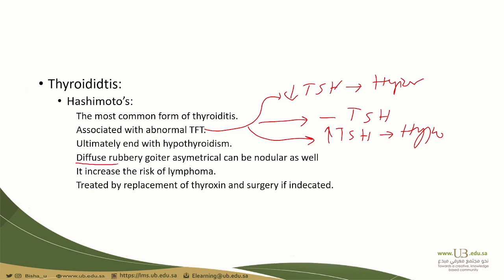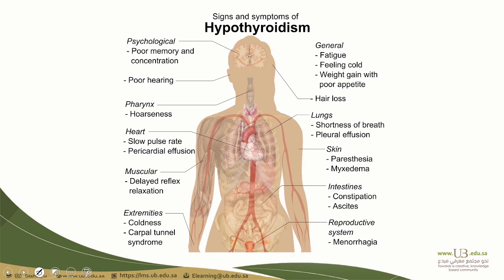Usually the thyroid will be diffusely enlarged and rubbery in texture. Sometimes it will be asymmetrical and can also contain a nodule. If I find a nodule in such a patient, I have to investigate the nodule also. It increases the risk of lymphoma, and it is treated by thyroxine and surgery if indicated. The indications of surgery in Hashimoto's thyroiditis are obstructive symptoms or a nodule suspicious of malignancy. These are signs and symptoms of hypothyroidism.